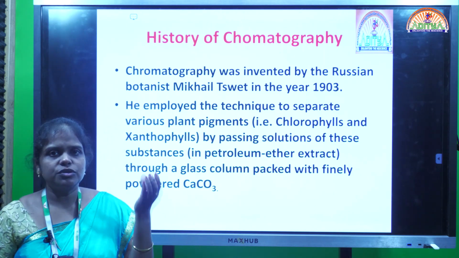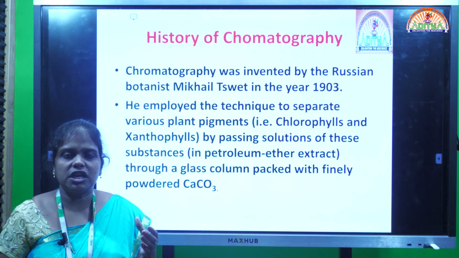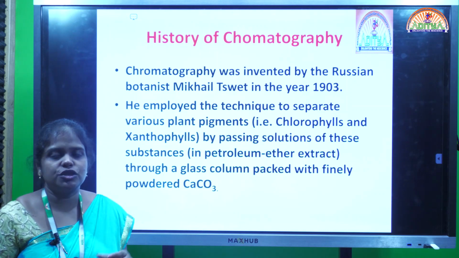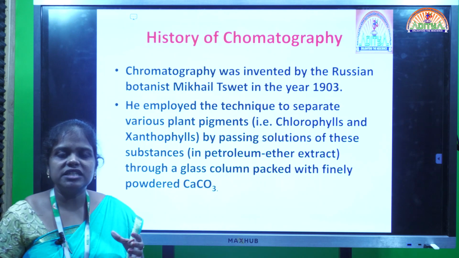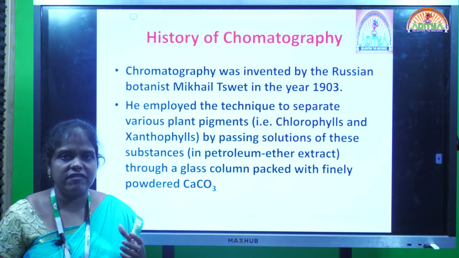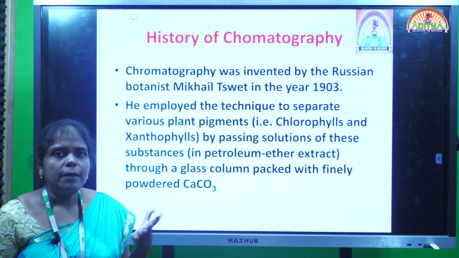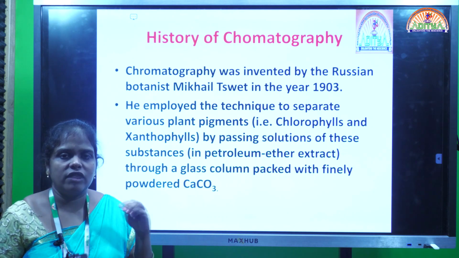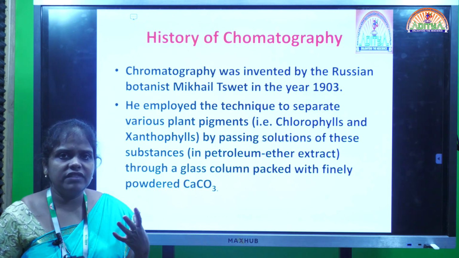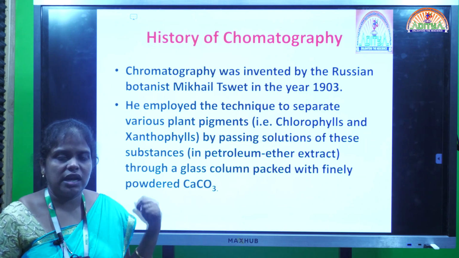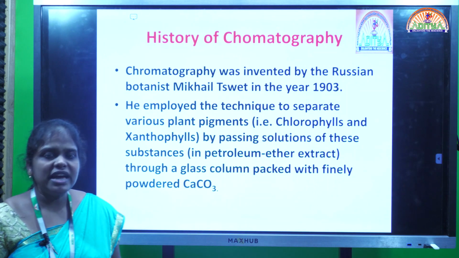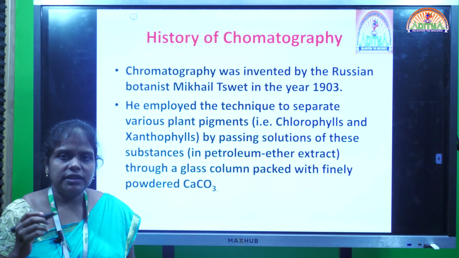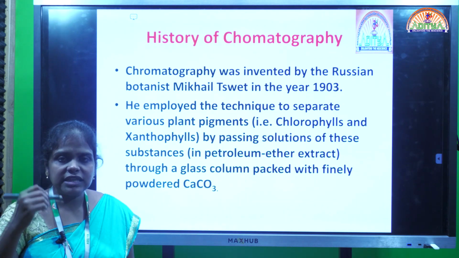So when he introduced it into the glass column, whatever pigments were present in that leaf extract started separating based on their distribution ratios. That means if those pigments present in the leaf extract have more affinity with the solvent which is used, they will be attracted to the solvent, or if they do not have affinity with the solvent which we are using in the glass column, they will elute later. So based on the distribution of the plant pigments present in the leaf extract, the distribution ratio or the color separation will happen.